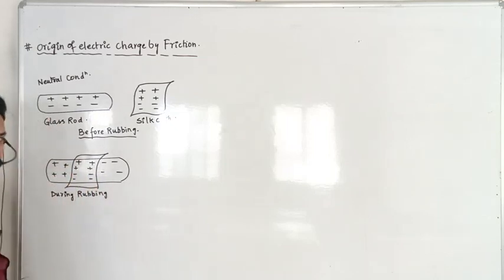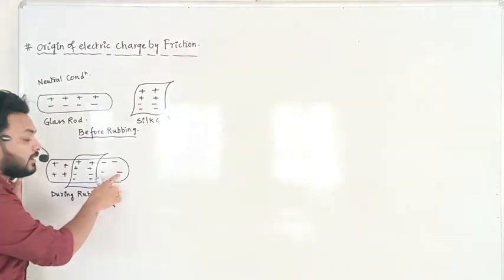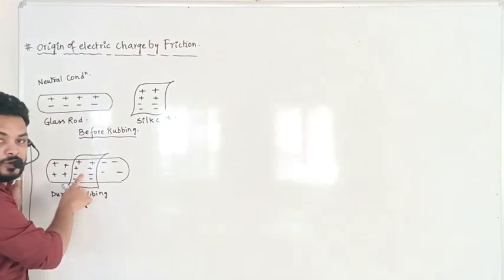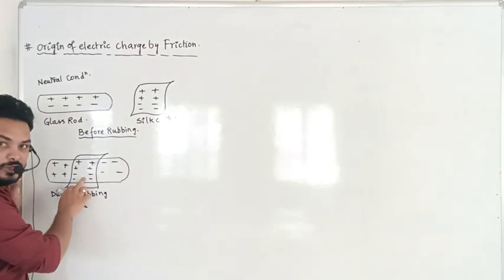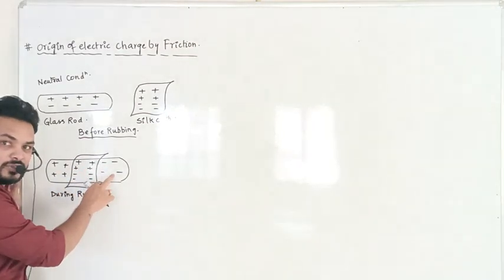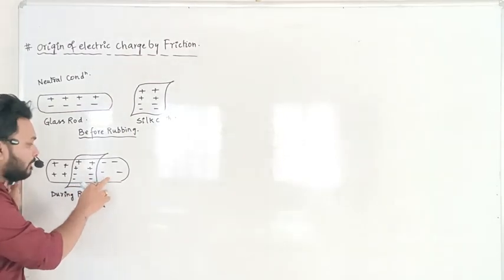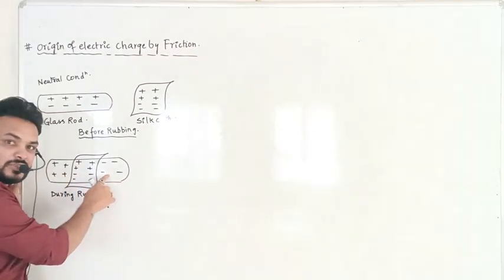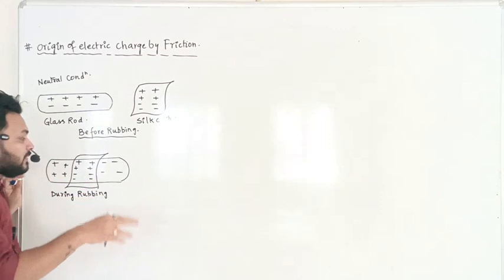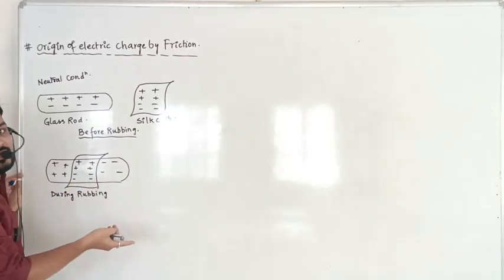When these two bodies are rubbed against each other, the electrons in the glass rod will be transferred to the silk cloth. Got my point? When the electrons transfer from the glass rod, there is a deficiency of electrons in the glass rod. What does that mean? The glass rod becomes positively charged, whereas there is a gain of electrons in the silk cloth, so the silk cloth becomes negatively charged.